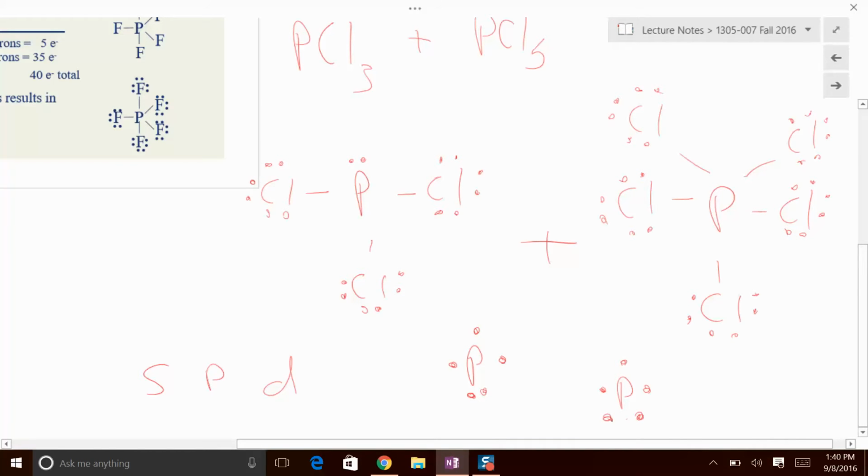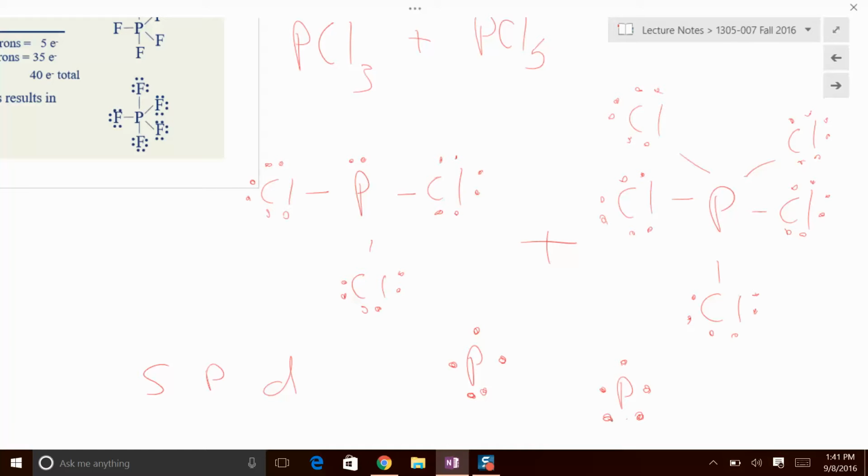Could nitrogen do that? Why not? Phosphorus can do it, so why can't nitrogen do it? It's in the second energy level. Does it have a D? Nope. Does not have a D. It doesn't have a D, so it cannot do that. So all of these guys, they could never have an expanded octet because they don't have a D sub-energy level to push their electrons into.